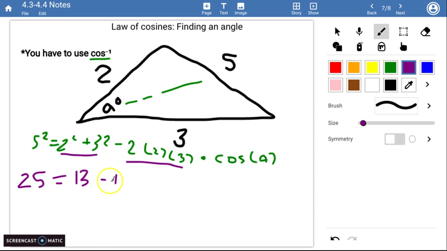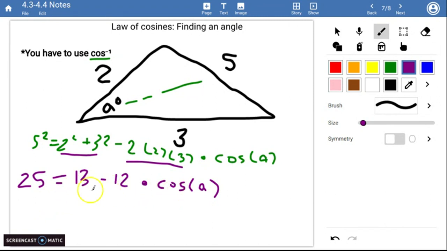Anyways, this added up to equal negative 12, and then cosine of A. Okay, well, we can't do anything with that part yet. We know cosine of A. Well, we have to solve a little bit different this time because the variable that we're solving is not by itself at all this time. So first, we can't really do anything with this part.